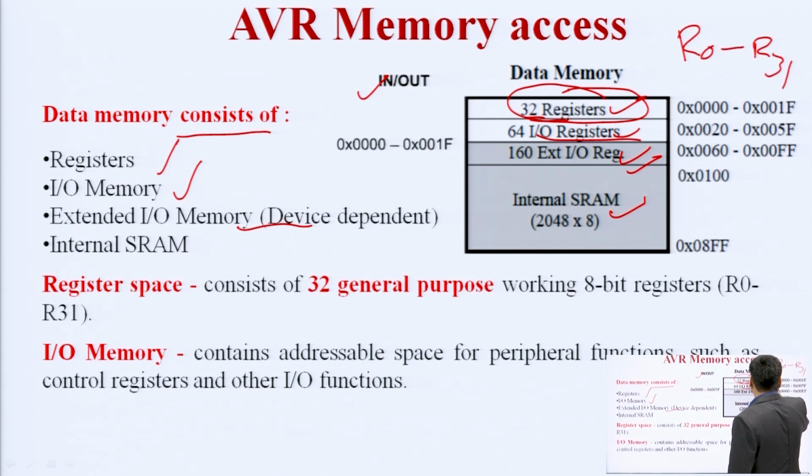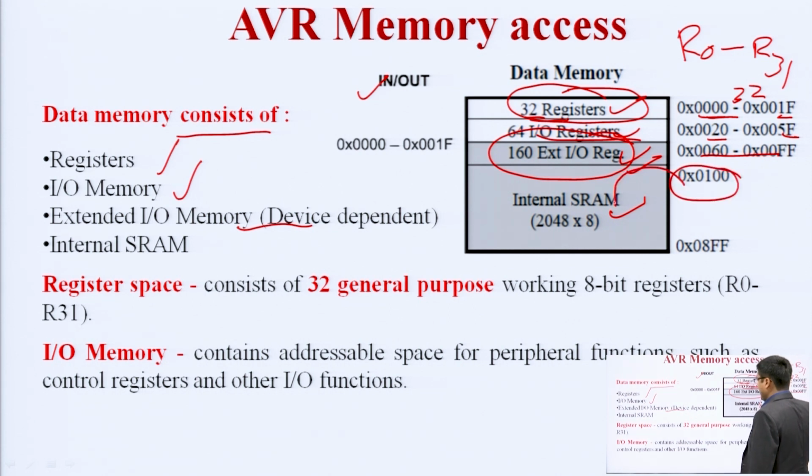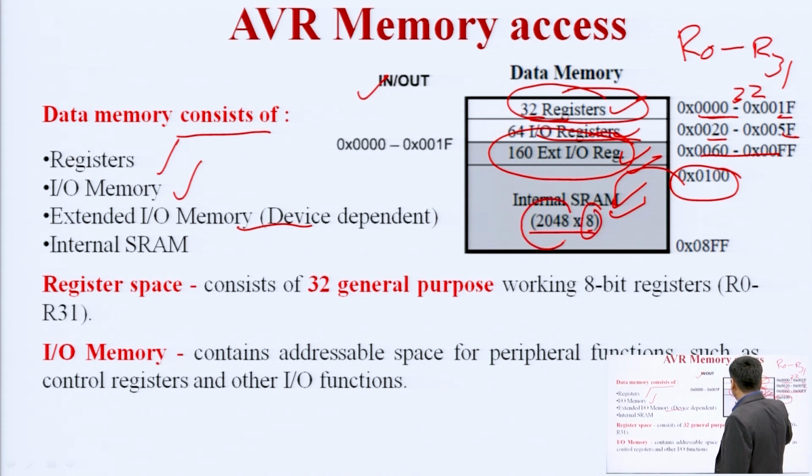64 input output registers are available, with memory range from 20 to 5F. Here the memory range is from 0000 to 1F, a total count of 32 memory locations. Then 60 to FF is the external input output memory, and 0100 onwards is the internal SRAM. It is available as 2048 by 8, that is 2048 locations, each of 8 bits.